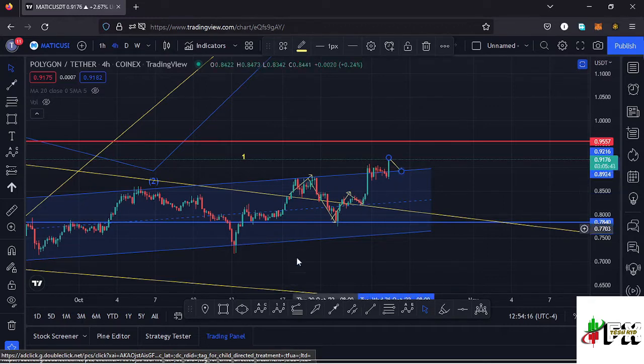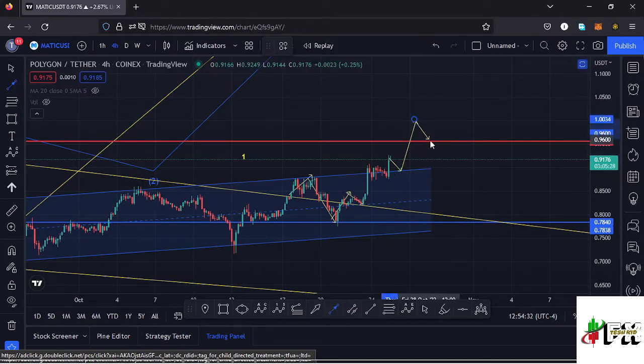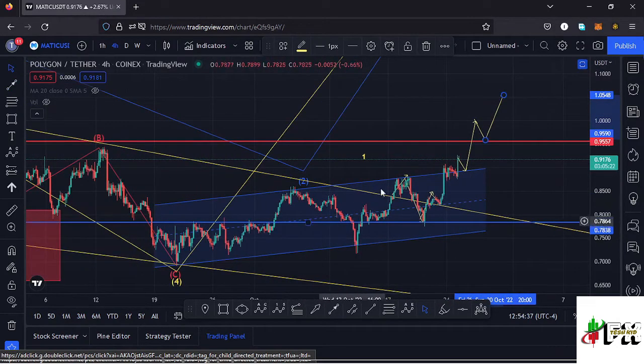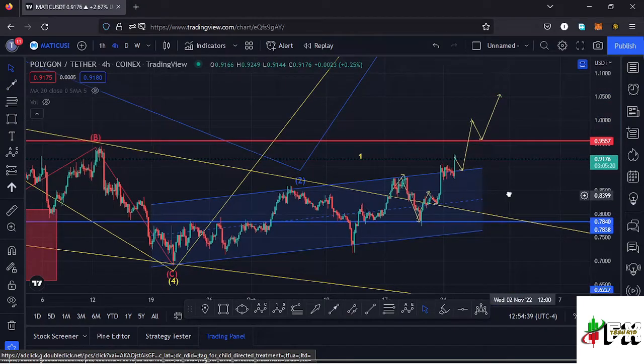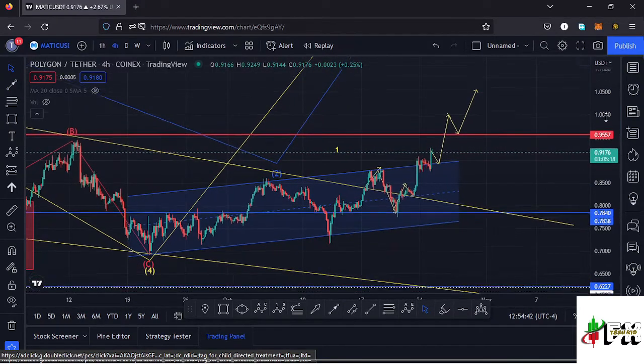And once that plays out, then I would expect Polygon Matic to continue pushing higher, manage to break above the key area of resistance at around the $0.95 mark, see a retest of that key area of resistance, and once we see the retest and the retest is a success, we can continue pushing higher. And in case that movement plays out, then that movement to the upper side will continue obeying an Elliot wave structure that I have over here.